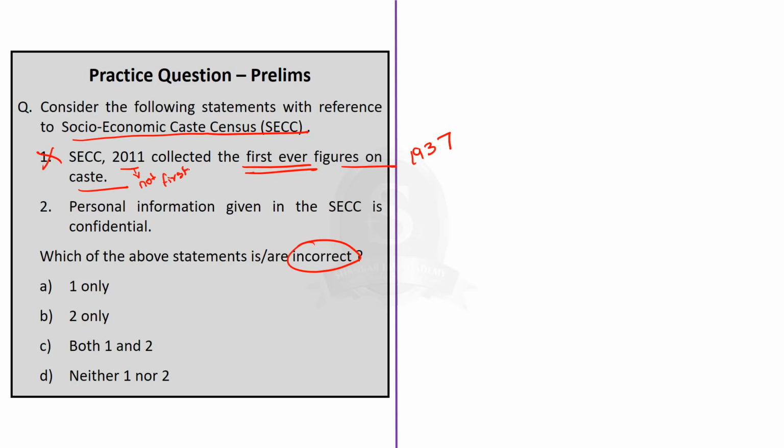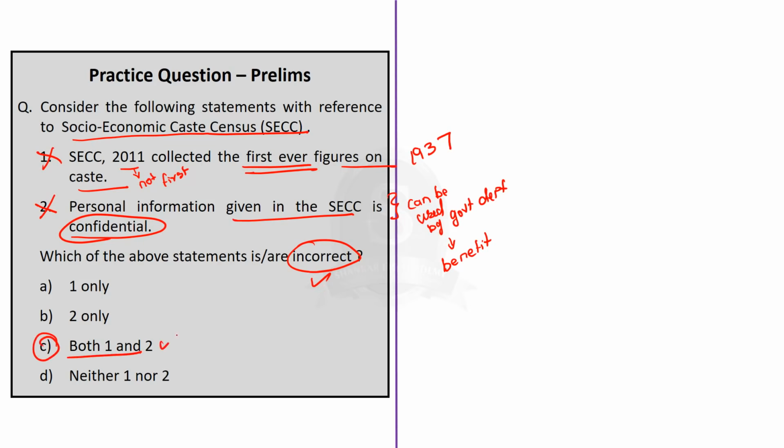Now let us take up the second statement. Personal information given in the socio-economic and caste census is confidential. See, this statement is also wrong, because we discussed that personal information given in the socio-economic and caste census is used by government departments, because the aim of the socio-economic and caste census is to grant or restrict benefits to households. So, since both the statements are incorrect and the question is asking us to find the incorrect answer, the correct answer here is option C, both 1 and 2.